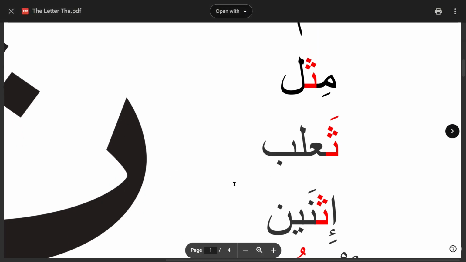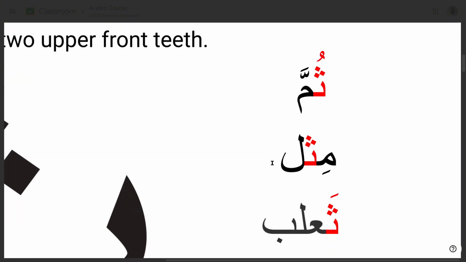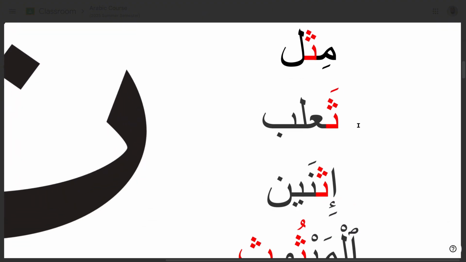I believe this is a type of coyote. I think it's this guy right here. Yeah. Thalb. The ba has a sukoon at the end. B. That's why I finished with the sound of B. Thalb.